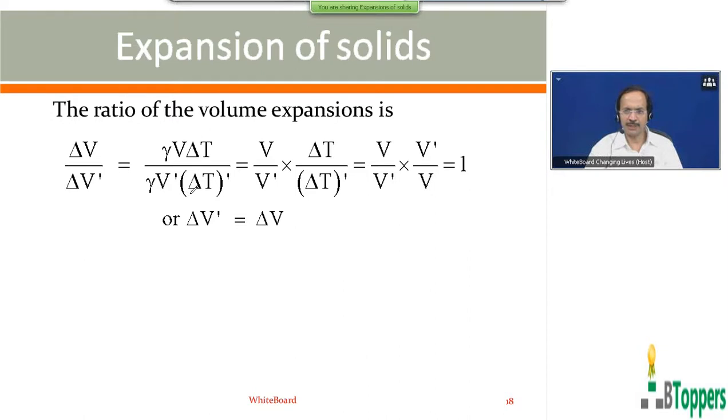Gamma is same for both the rods because they are made up of same metal. So V by V dash into delta T by delta T dash. As we have seen in the previous slide, delta T by delta T dash equal to V dash by V. So I have substituted delta T by delta T dash equal to V dash by V. So you get V by V dash into V dash by V equal to 1. So delta V dash is equal to delta V. That means increase in the volume will be same for both the rods.